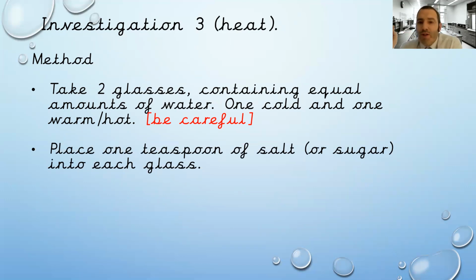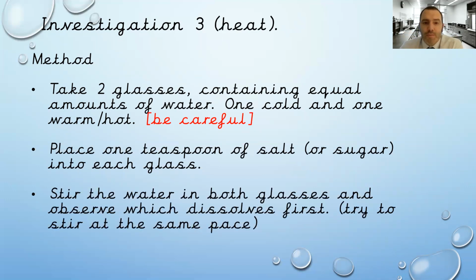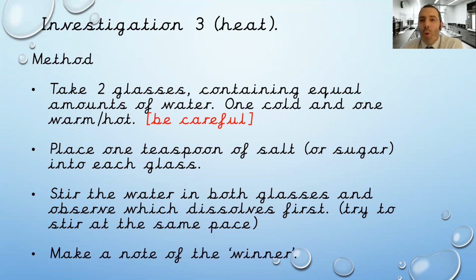Place 1 teaspoon of salt or sugar into each glass. Stir the water in both glasses and observe which dissolves first. Again, try to stir at the same pace. So you could, as we've suggested with the last one, do one and time it, and then do the second one and time it and see which one comes out as the best solution, or creates the solution the quickest, I should say, to use our vocabulary properly. And make a note of which one comes out as the winner, or which one dissolves the sugar or salt first.